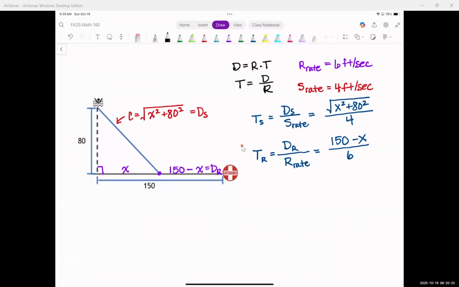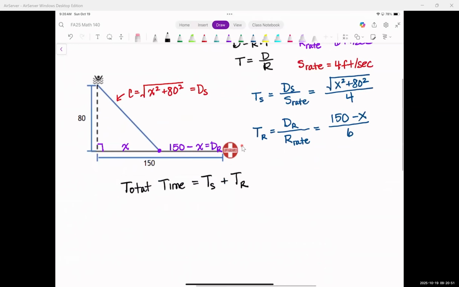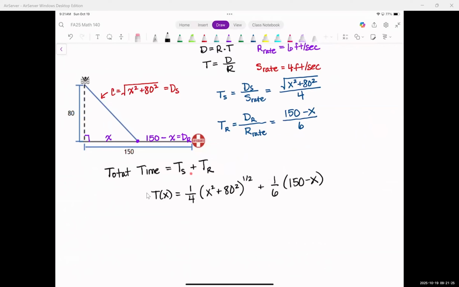Remember, our objective here is to minimize time. So we want a function that gives us the total time. And the total time is going to be the time that he's going to swim plus the time that he's going to run. So now we have an expression for the total time as a function of x. So this is my objective function.